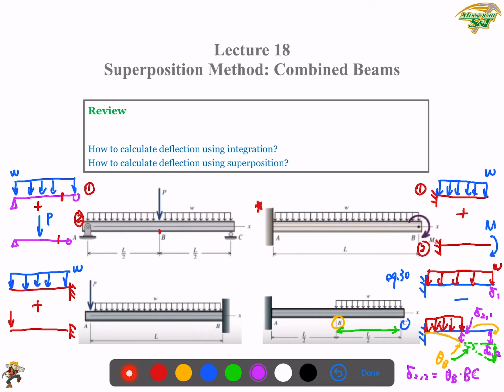Okay. So now you can determine the overall deflection at the point C by adding these three things, right? It's delta 1 plus delta 2, 1 plus delta 2, 2. This is how you determine the maximum deflection in the fourth case.